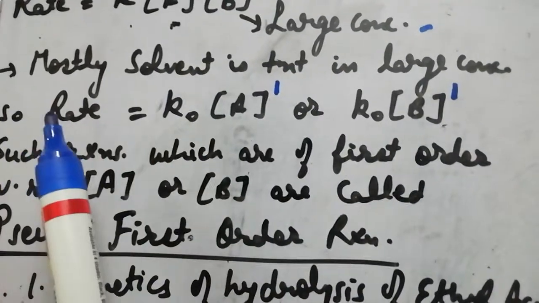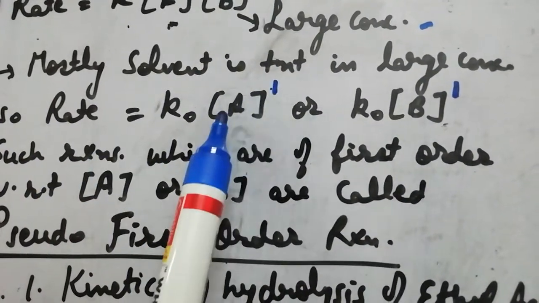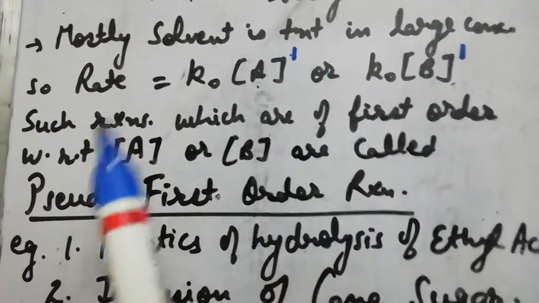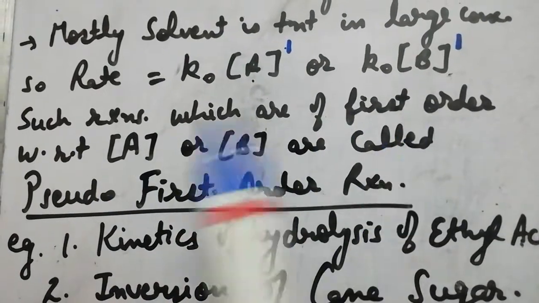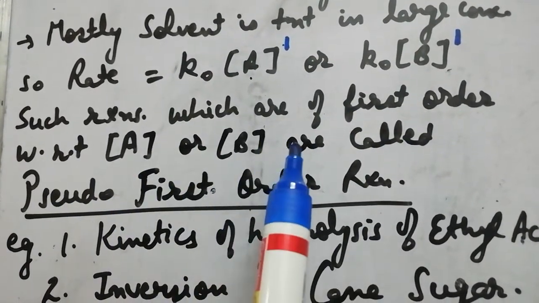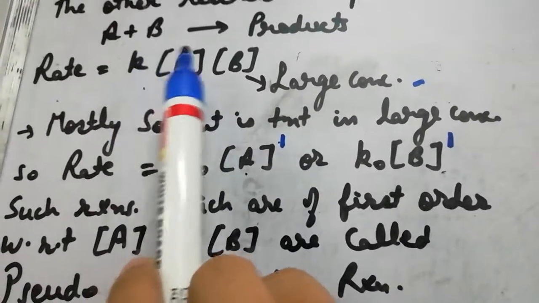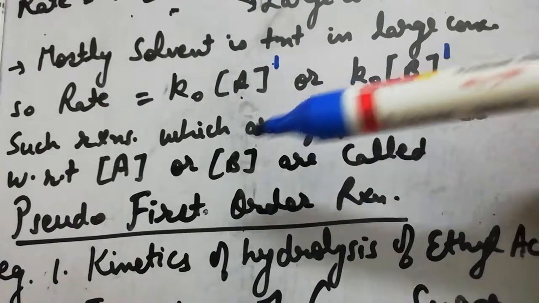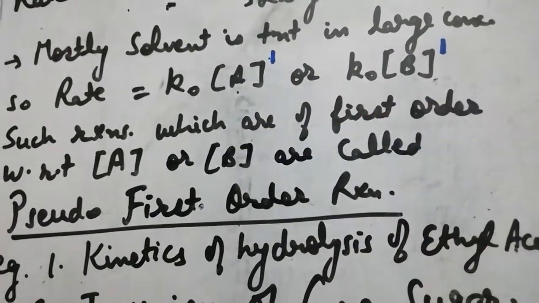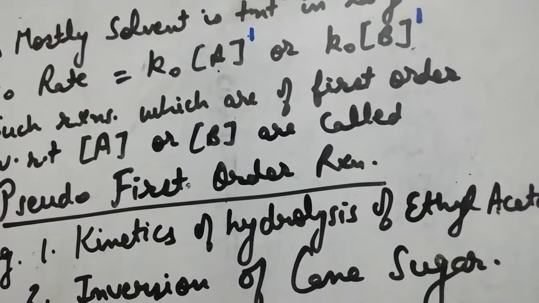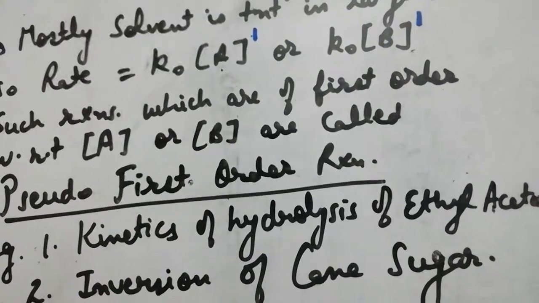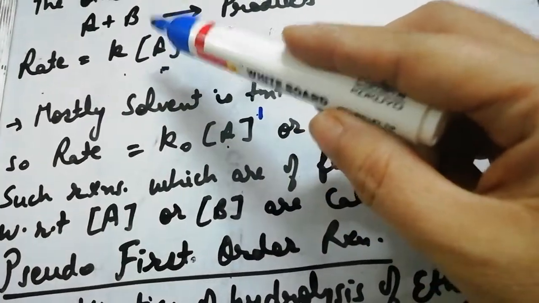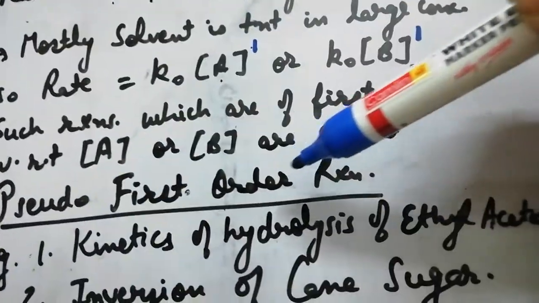So we can see that rate of reaction is first order with respect to A or first order with respect to B. So such reactions which are of first order with respect to A or with respect to B or with respect to other reactants, the reaction may have more than two reactants also. So the reactions which are of first order with respect to A or with respect to B are called as pseudo first order reactions. Pseudo means false. That means the reaction may have two or more reactants, but actually they follow first order kinetics.